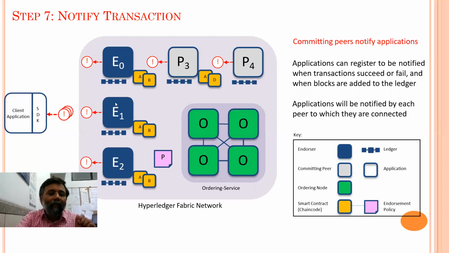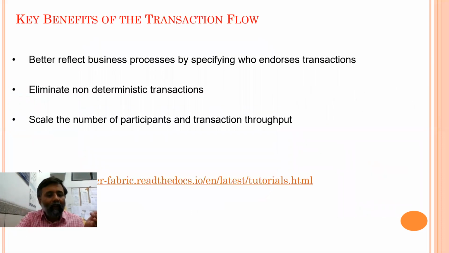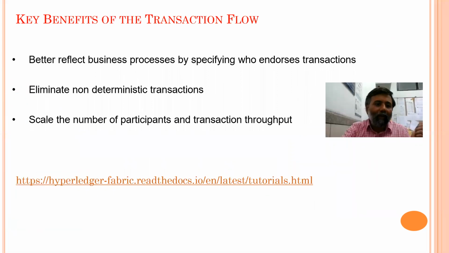And after that, it will be notified to all. That is the notifying step: committing peers notify the applications. Applications can register to be notified when transactions succeed or fail so that they will be aware of that particular event. And when blocks are added to the ledger, then also it will be notified. So the application will be notified by each peer to which it is connected. So this is the basic flow of the transaction on Hyperledger Fabric.